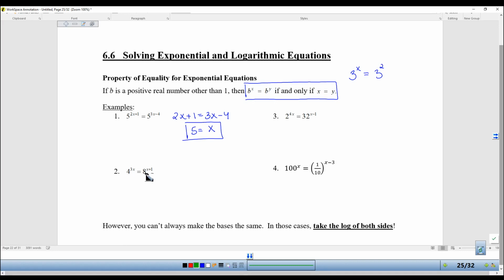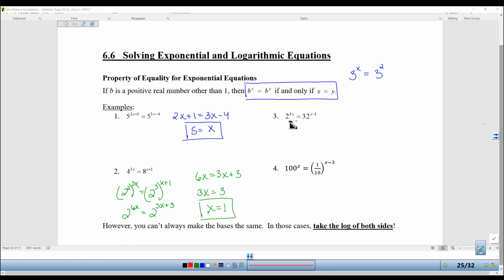Number 2 doesn't have like bases, so you have to think to yourself, how can I make them alike? 4 is 2 squared, and 8 is 2 cubed. When you have a power to a power, you need to remember that you multiply the exponents, not add them. And when you're multiplying this one, you need to remember to distribute. So this is 3x plus 3. But now that they have like bases, I can say 6x is equal to 3x plus 3. Subtracting 3x from both sides and then dividing by 3, I get x is equal to 1.